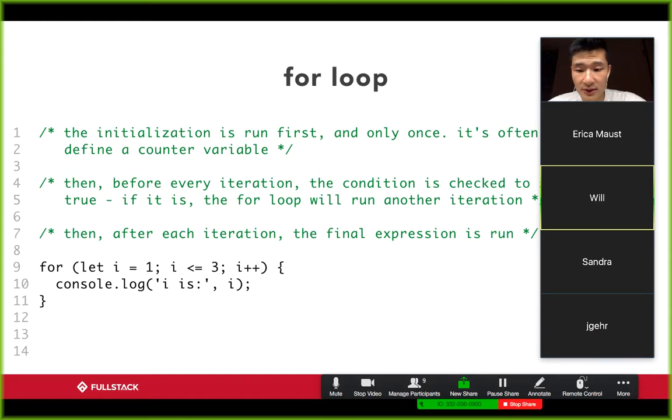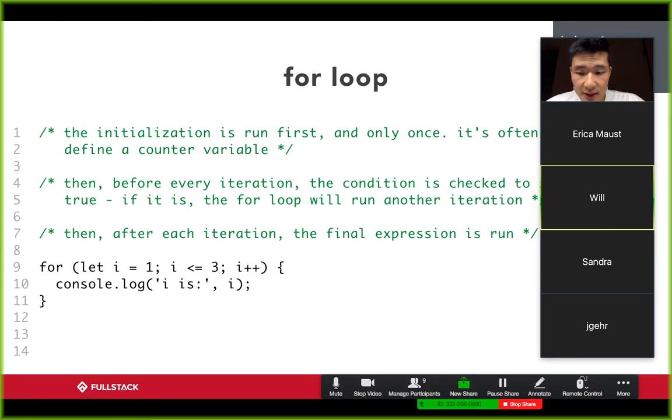And so what the for loop does now is it says, great, let me check my conditional again. Remember, we're not doing the initialization anymore. Now we're just running this conditional in the middle, checking if i is less than or equal to 3. In this case, is 2 less than or equal to 3? The answer is yes, it is. So let's run our code block on line 10 one more time, and then we'll run our final expression one more time as well, i++. And now i is equal to 3.